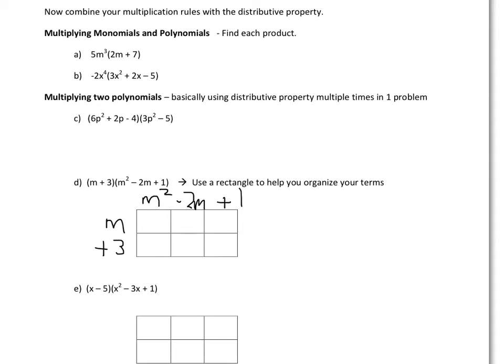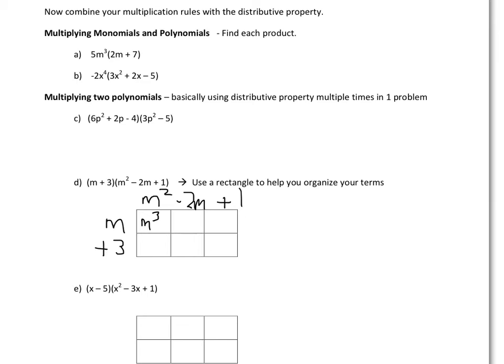Now all you have to do is multiply each term in the row by each term in the column, and the answer will go in the box where they intersect. For example, m times m squared gives you m to the third. Remember, if you're multiplying, add the exponents. And even though we don't see 1 as the exponent on m, we understand that that's m to the first.